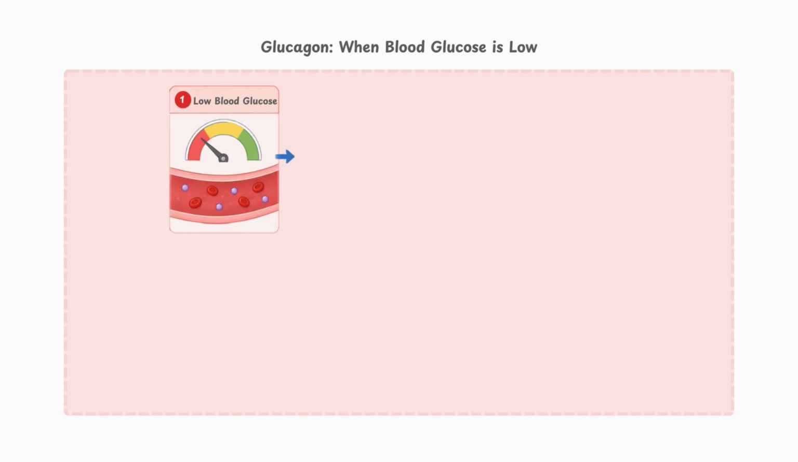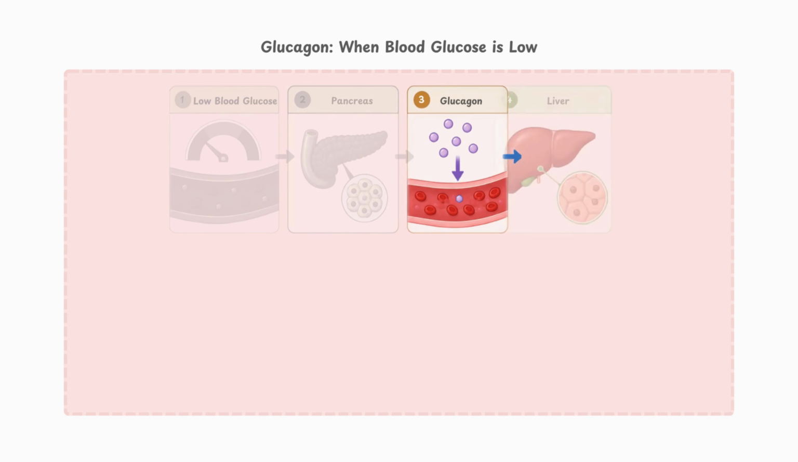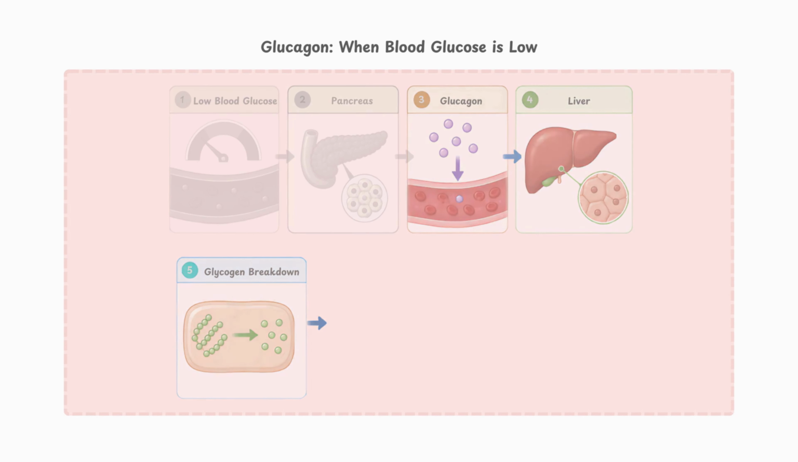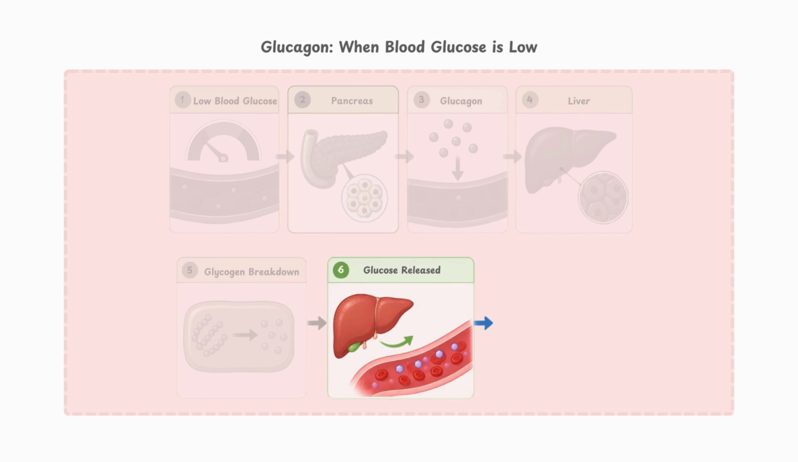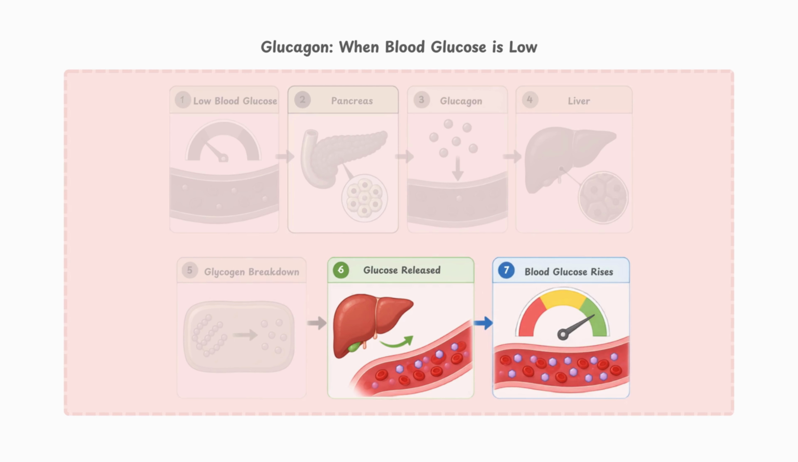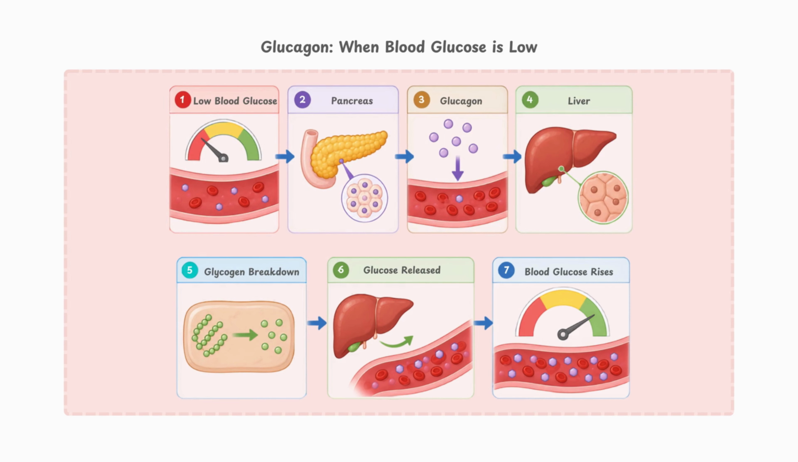When blood glucose concentration falls too low, the pancreas releases a hormone called glucagon. Glucagon acts mainly on the liver. It causes stored glycogen to be broken down into glucose. The glucose is then released into the bloodstream, helping blood glucose levels rise back to normal. As blood glucose concentration returns to a healthy range, glucagon secretion decreases. Together, insulin and glucagon work as opposite hormones, keeping blood glucose balanced and helping the body maintain homeostasis.